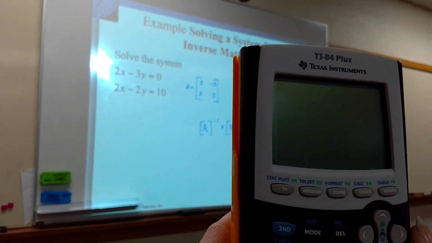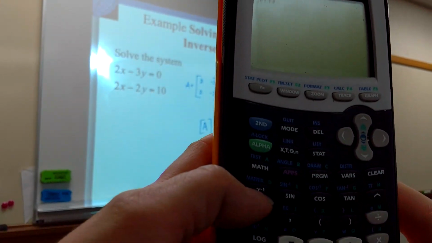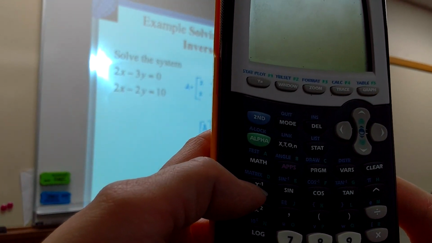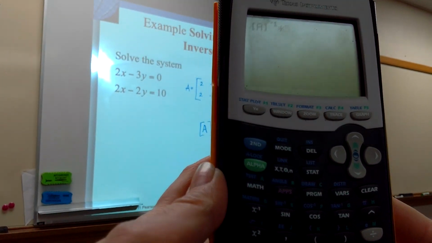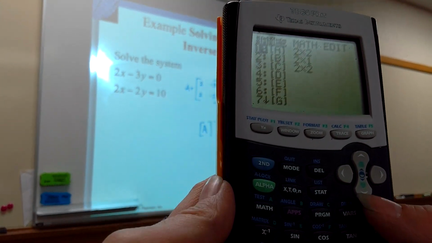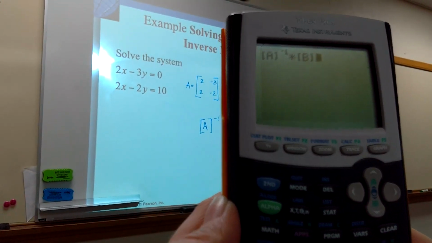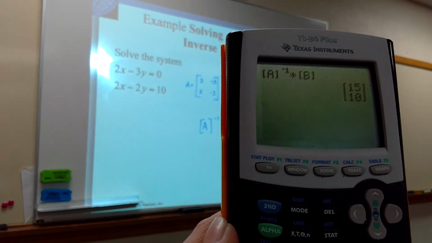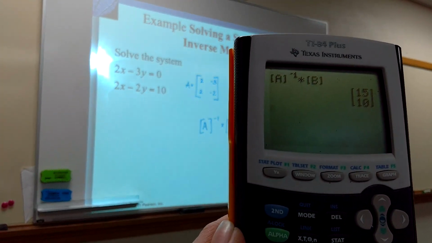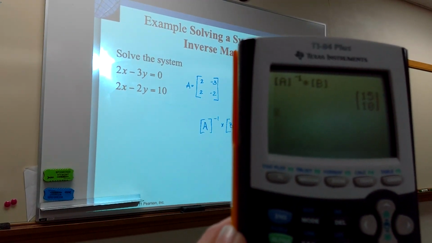So I'm going to do second matrix A. Then I use this little inverse key right here, the x with a little -1 like we did before, times second matrix B. There's matrix B. So there we go. We've got matrix A inverse times matrix B. You hit enter, and it gives you 15, 10. So a very streamlined answer. 15 is X, 10 is Y.